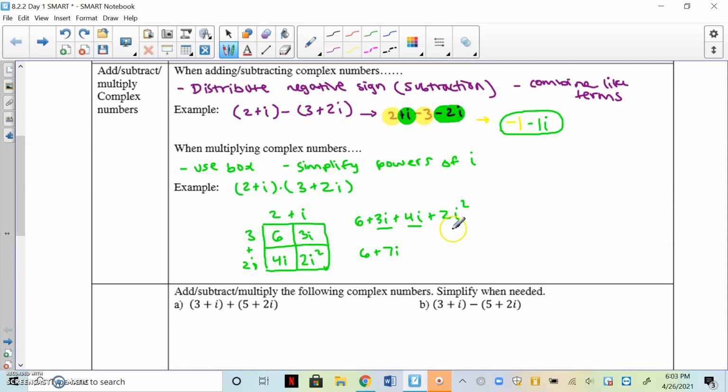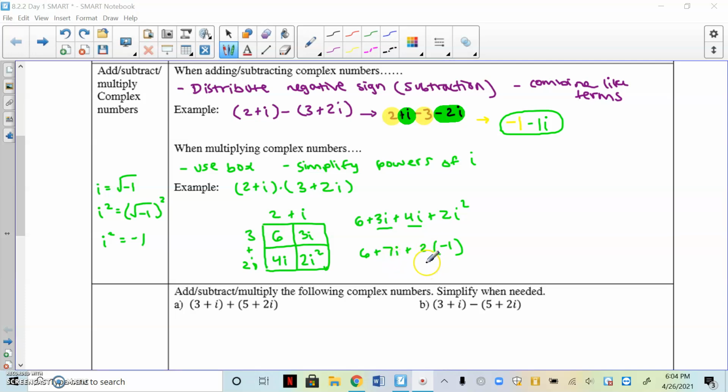And the 2i squared, hopefully you guys remember that i squared is also equal to negative 1. In case you forget, remember, we have i is equal to the square root of -1. So i squared would mean to square that. And squaring a square root is going to result in just whatever was inside.